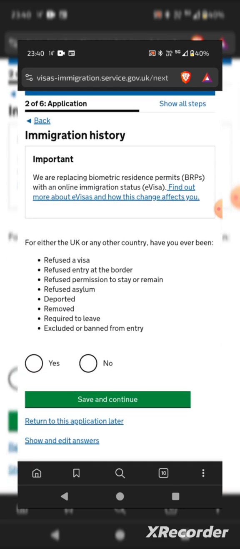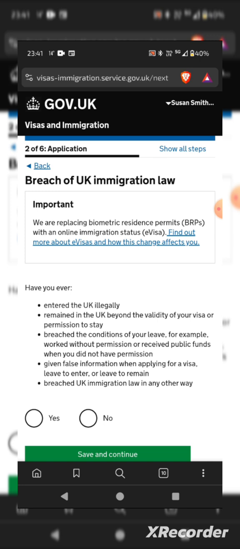Then another immigration question. Have you been refused asylum, refused a visa, all those things? So if you have been refused a visa from the UK or from any other country, you need to take yes. And you need to say why you were refused, and give documents to support it. If you have not, take no, save and continue.